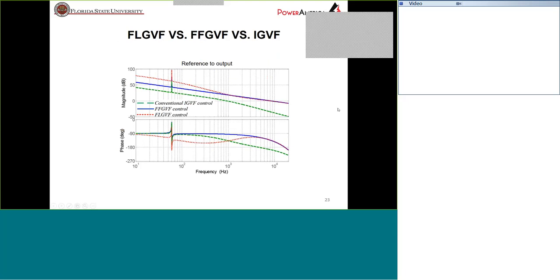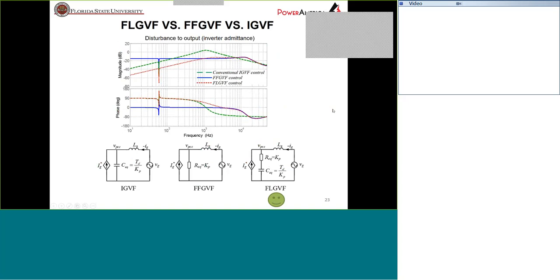If we put these three methods into comparison, we can see that the FFGVF and FLGVF have the same crossover, the same bandwidth. If we think from the disturbance to output point of view, we can see that the FLGVF has the effect of the IGVF and the FFGVF. It has a similar attenuation in the middle frequency range as FFGVF, but it also provides extra attenuation at the low frequency. We can think that if we draw the low frequency equivalent circuit of those three methods, we can know that the FLGVF works as a second order RLC filter, while the others either work as an undamped LC filter or work as a first order RL filter.